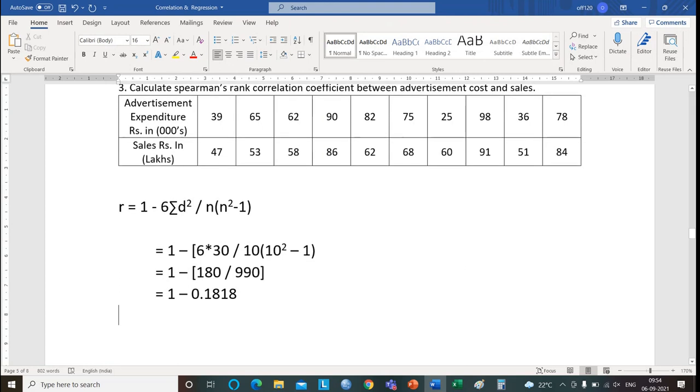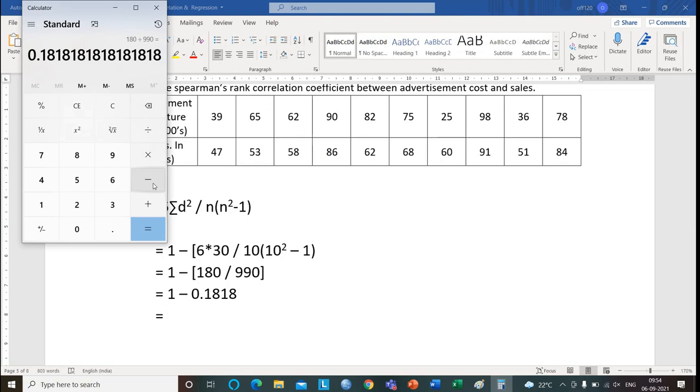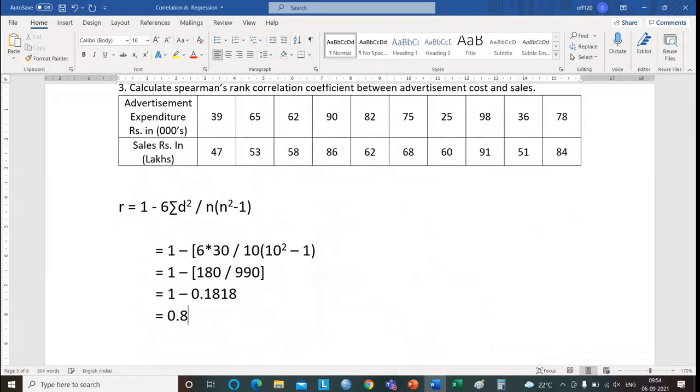So then that is equal to, we get 0.8181. So the correlation between advertisement expenditure and sales is 0.8181. That means R value is greater than 0 and it is almost 81%. So that means advertisement expenditure and sales are positively correlated.